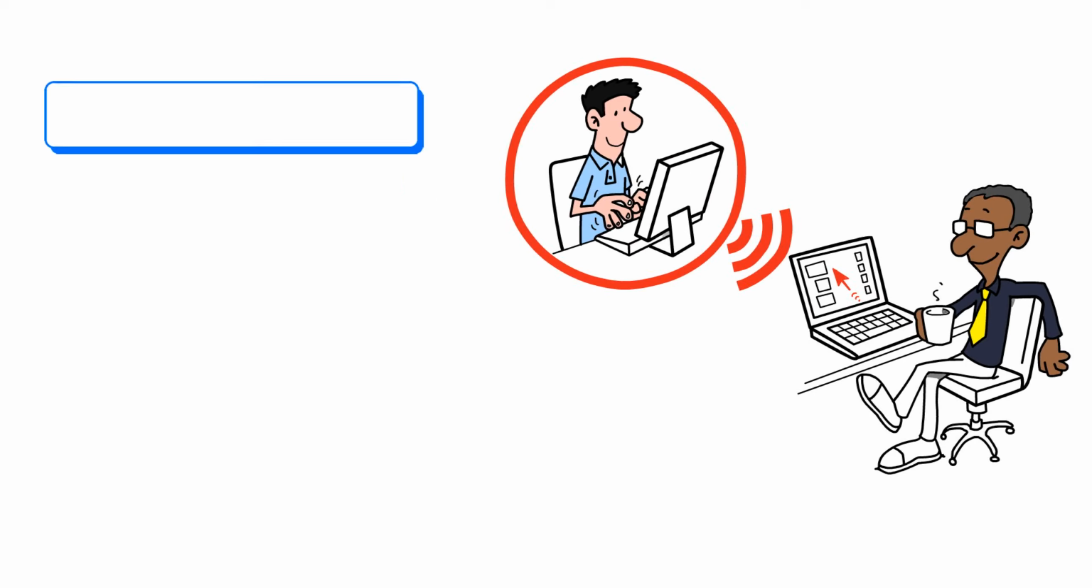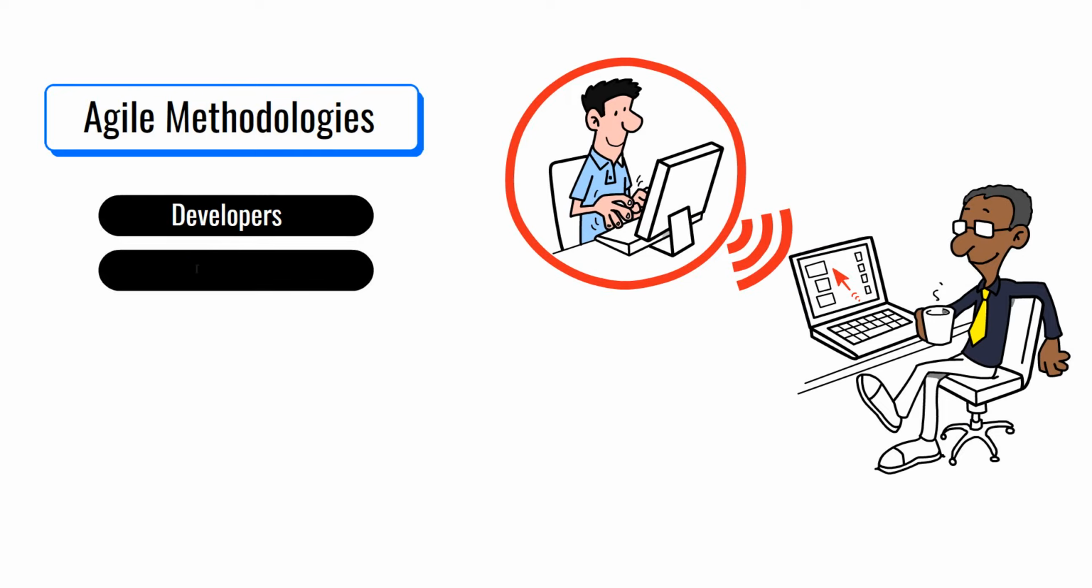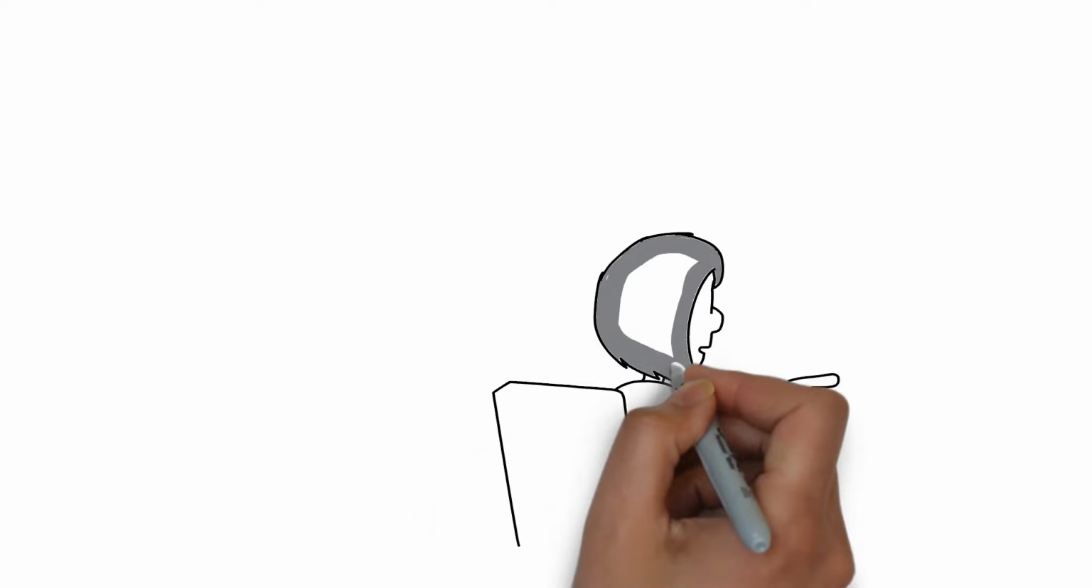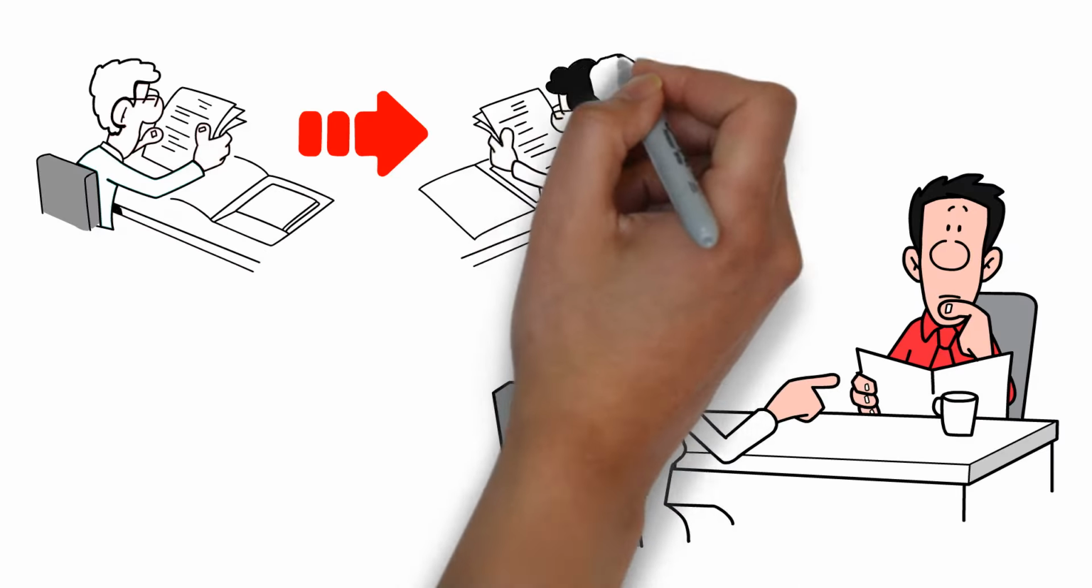priorities. Agile methodologies also emphasize close collaboration between team members, including developers, testers, and business stakeholders. This is often facilitated through daily stand-up meetings, regular reviews and retrospectives, and other communication channels.